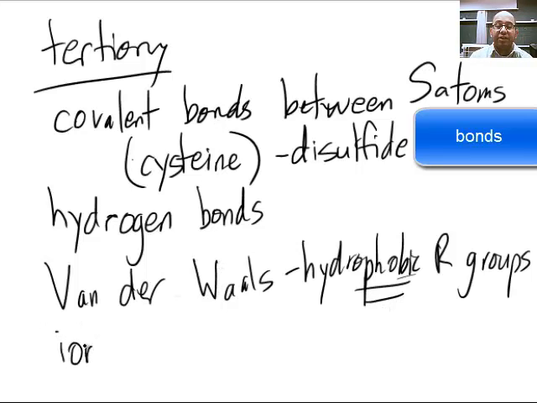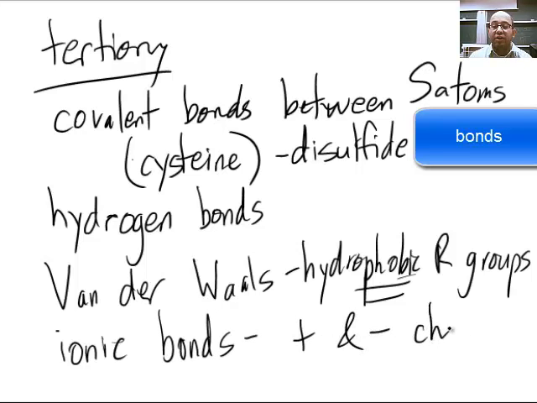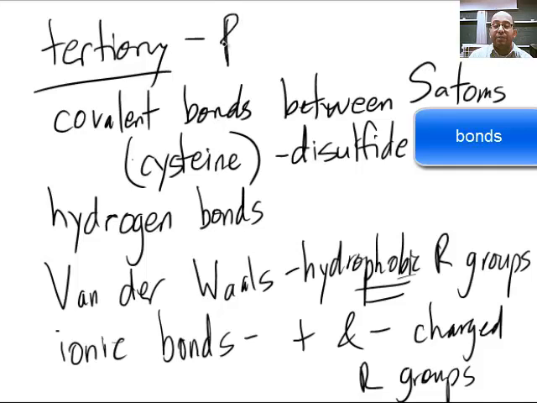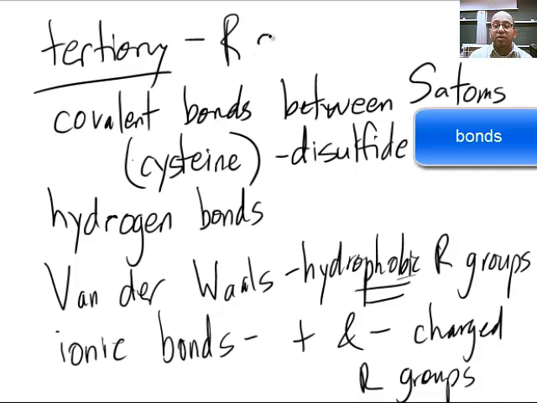And you can also have ionic interactions. So if you have a positive charge side group on one part of the molecule and a negative on the other side, you can have an ionic bond that forms between positive and negative charged R groups. So the big takeaway message is that there's many kinds of interactions that can happen to form the tertiary structure, but the most important thing you have to know is that this happens between the R side chains.